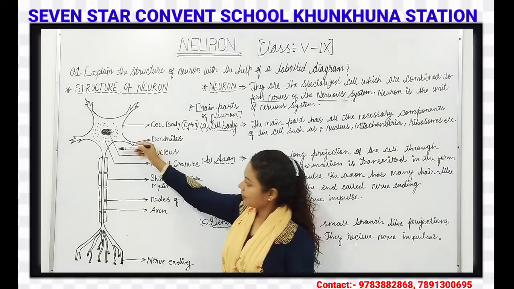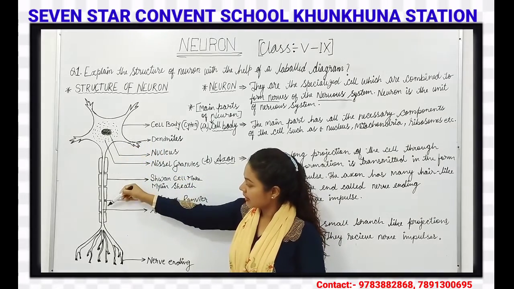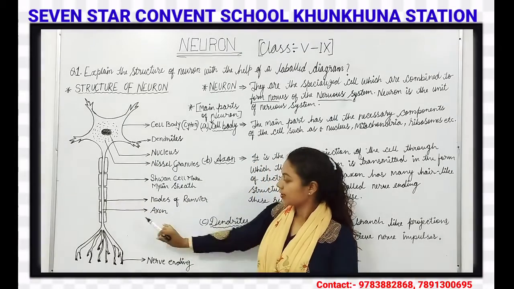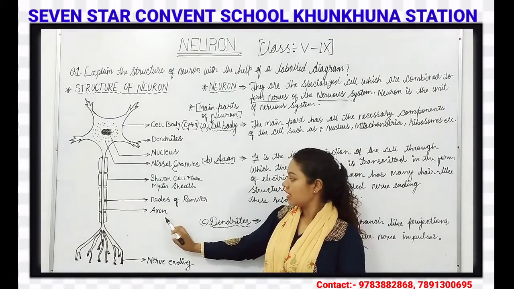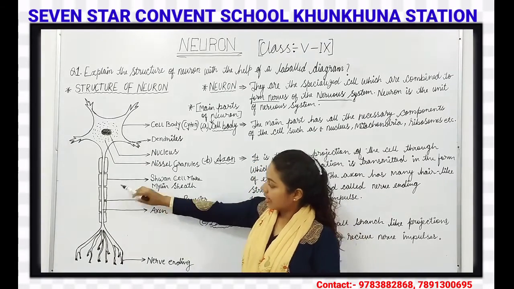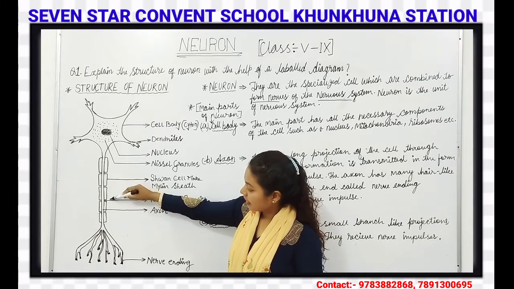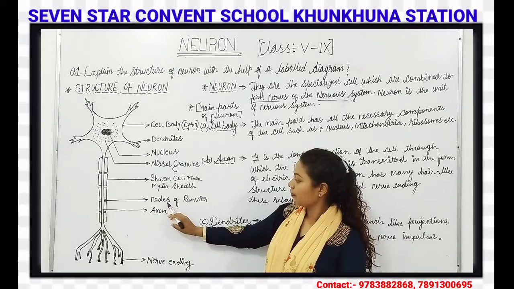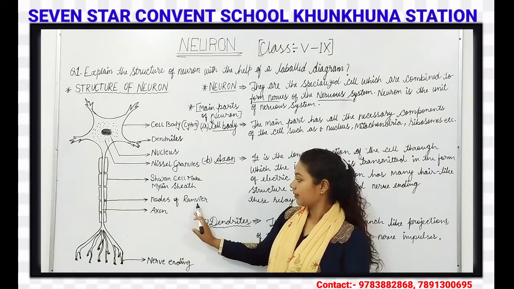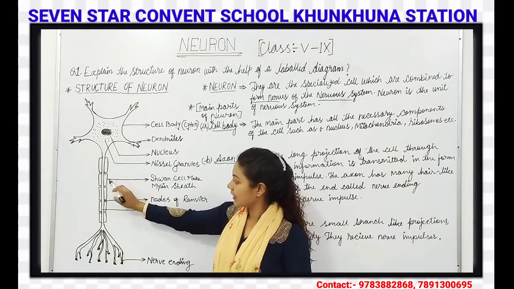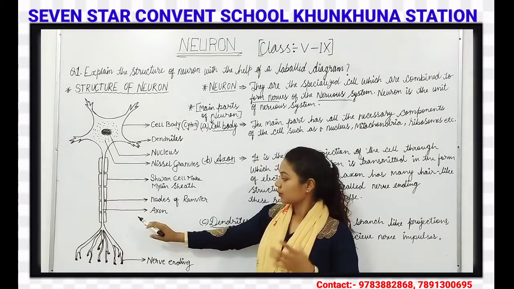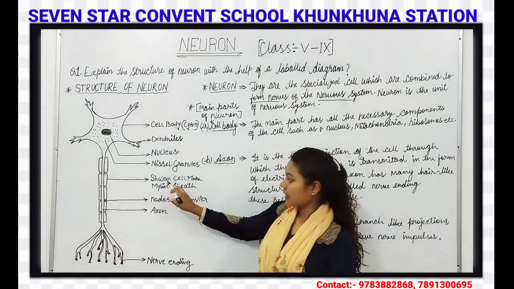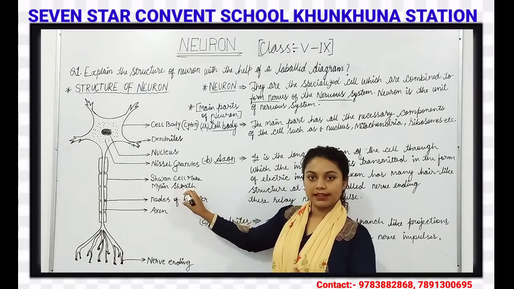This long structure is called the axon. The gaps in between are called the nodes of Ranvier. And the covering part which covers this axon is called the Schwann cell.